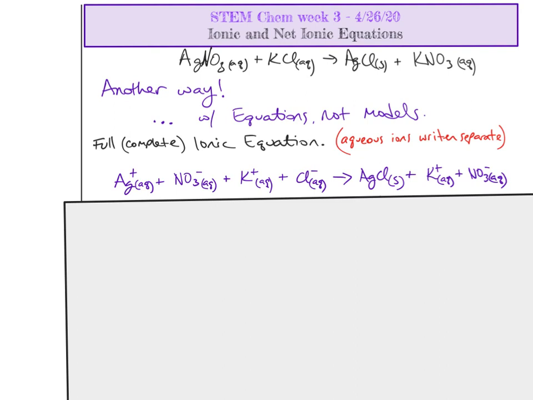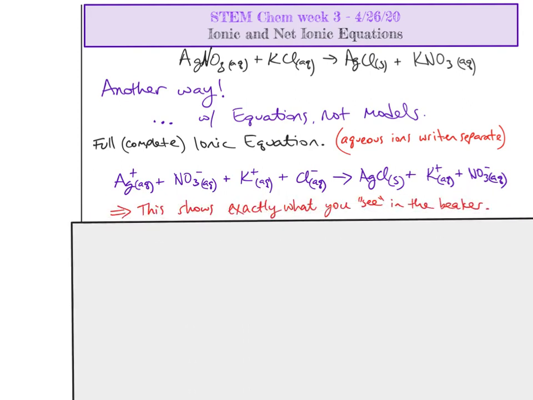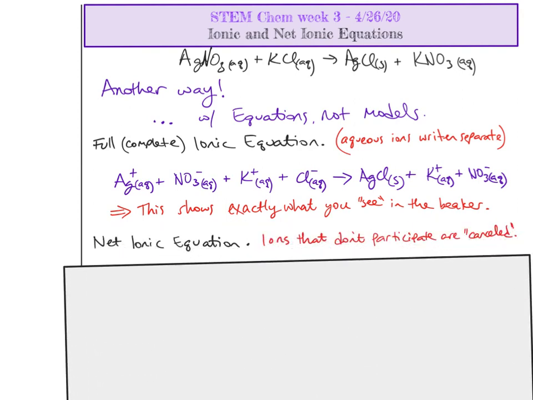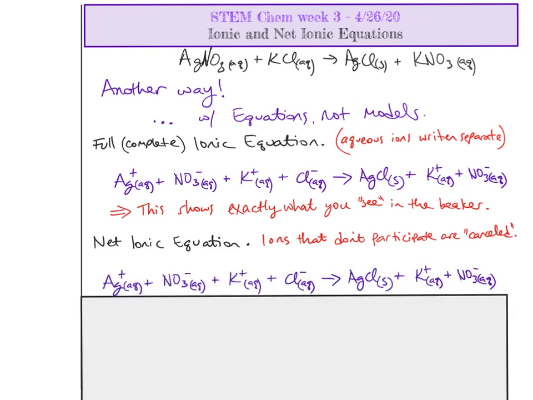Notice on the right-hand side, though, that silver chloride is in fact still together. It comes together. It's a different thing. It's a solid. So again, this is showing exactly what you would see in the beaker, just like that beaker model does. So the next thing is to do a net ionic equation, and the net ionic equation is what's going to show what we looked at with the model on the last slide. What's really happening. Let's ignore all the extra stuff. So get rid of those ions that don't participate. Cancel them, if you want to think of it that way.